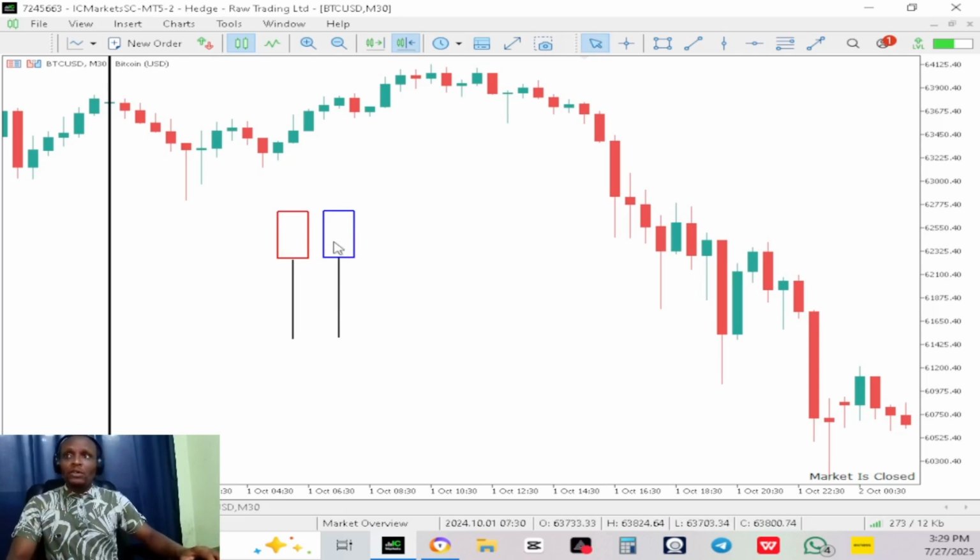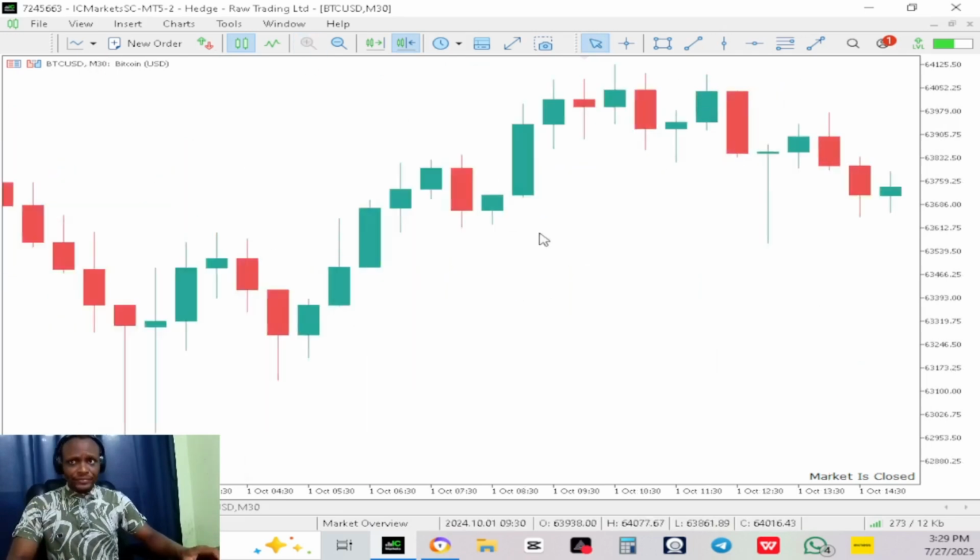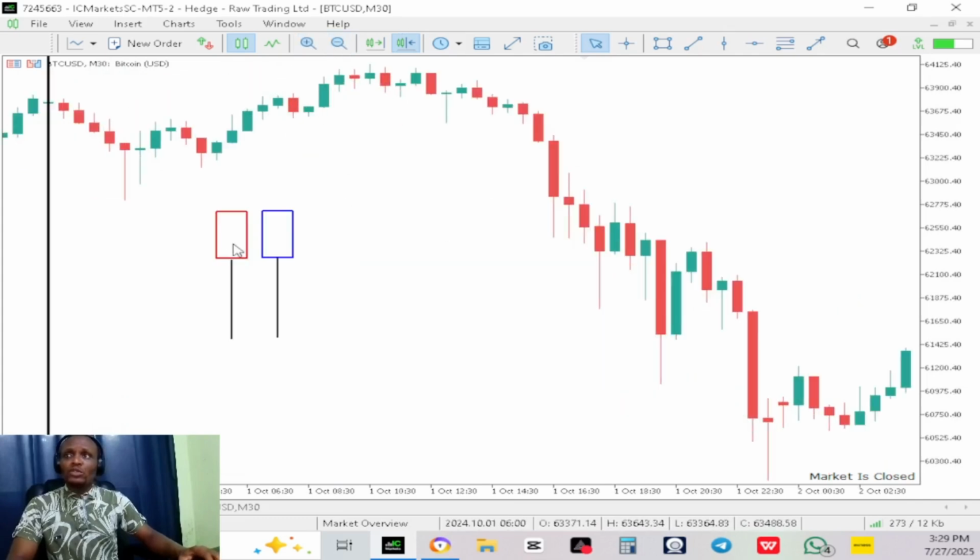For us to be able to spot a beautiful tweezer bottom means that we need to see this candlestick playing out. Like I said, for a tweezer bottom, the first candlestick is a bearish candle, the second candlestick is a bullish candle, but the area of interest is at their tail rejection, the weak rejection where price got rejected. So that is our point of interest.